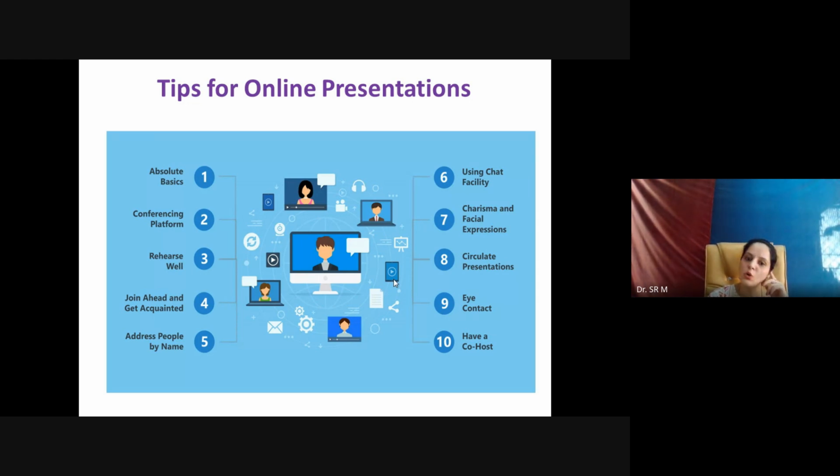Then having a co-host, is it important? Yes, while you are busy with your presentation, it's an excellent practice to have a co-host who can just be in the session. He or she will be monitoring the audience, managing them, and guiding you in keeping the session engaging. So following all these basic tips will help all of us, right? Okay.